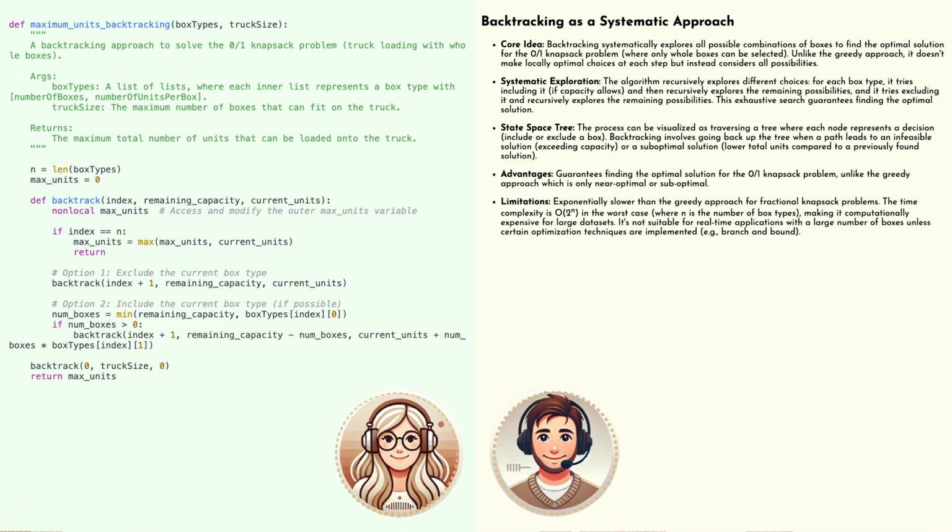Precisely. And we keep making these choices for each box type, going deeper and deeper down that tree until we've considered all of the possible combinations. And each path from the top of the tree to the bottom represents a unique set of boxes that we've chosen. And I'm guessing at each step, we're also keeping track of the total units that are loaded and how much truck capacity is remaining. Absolutely. We need to make sure that we don't exceed the truck's capacity as we're exploring these different branches.